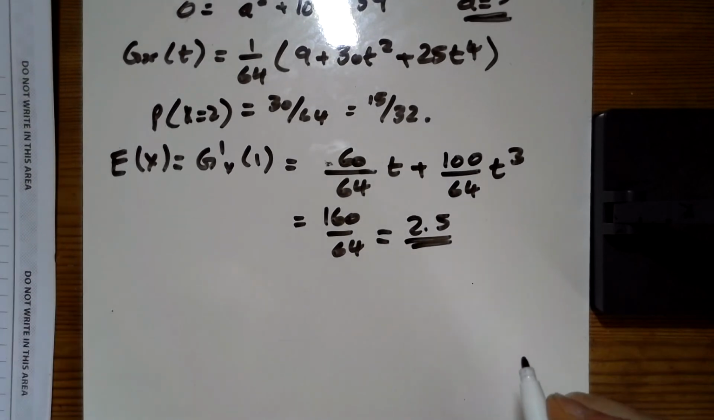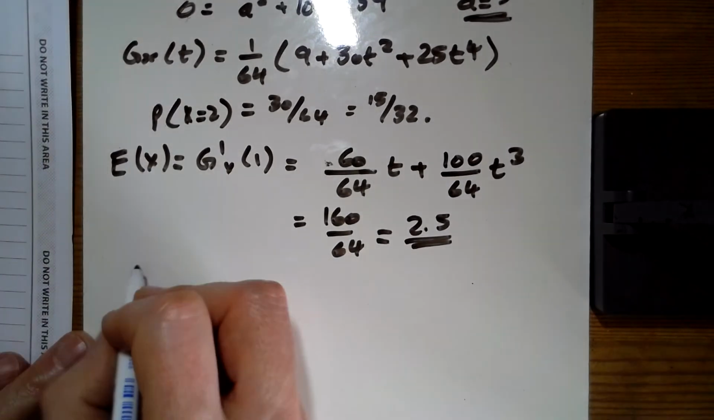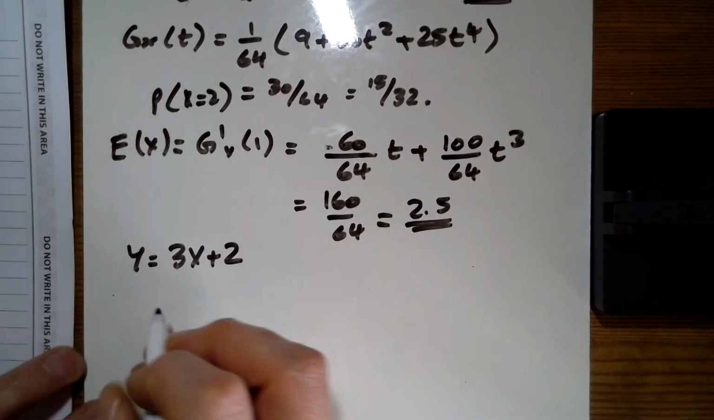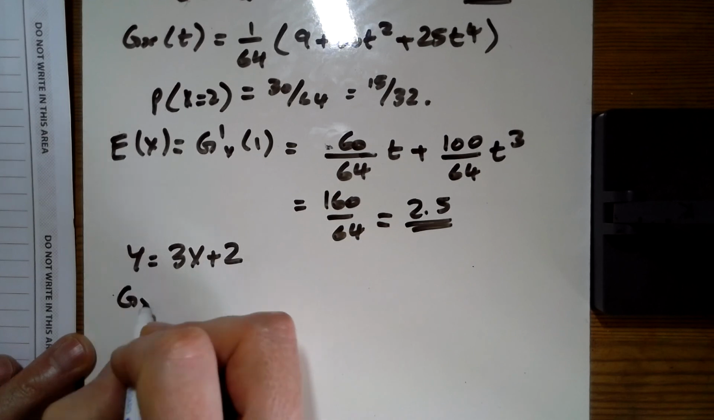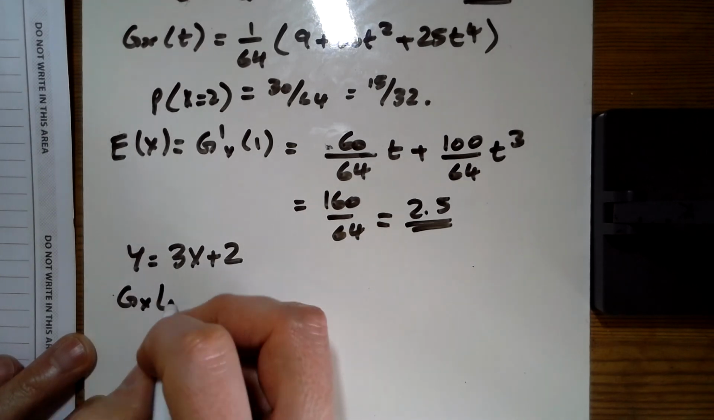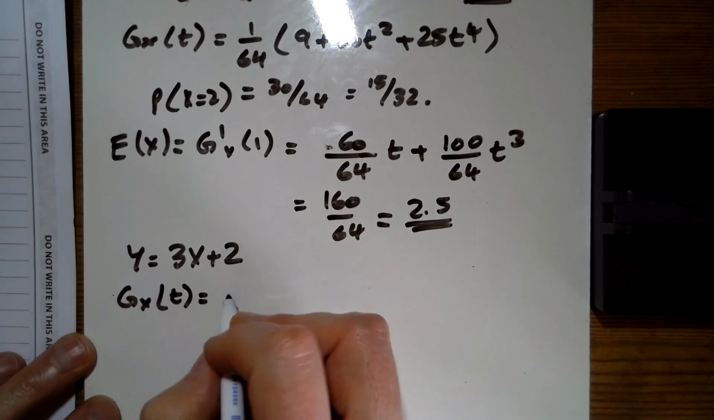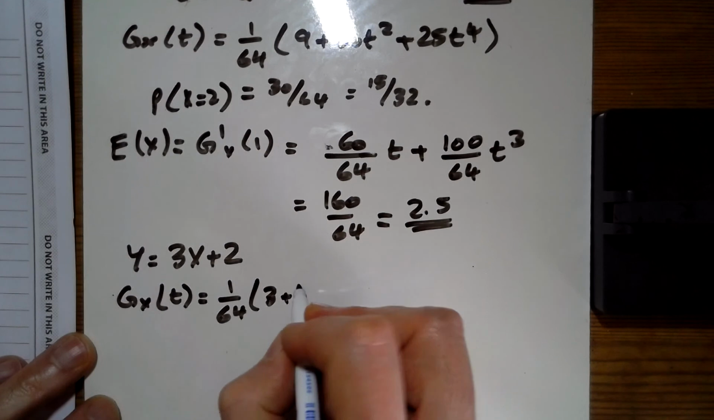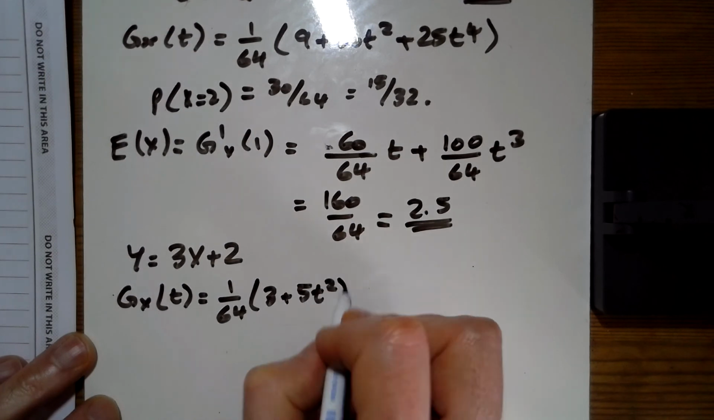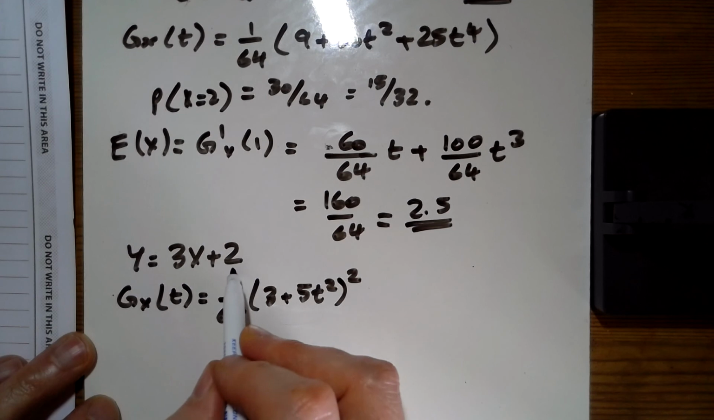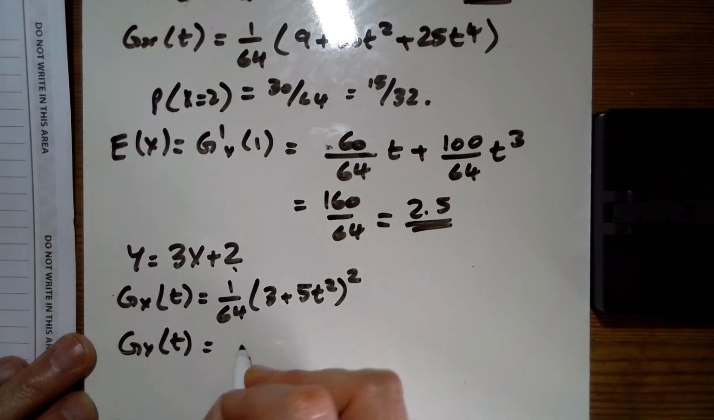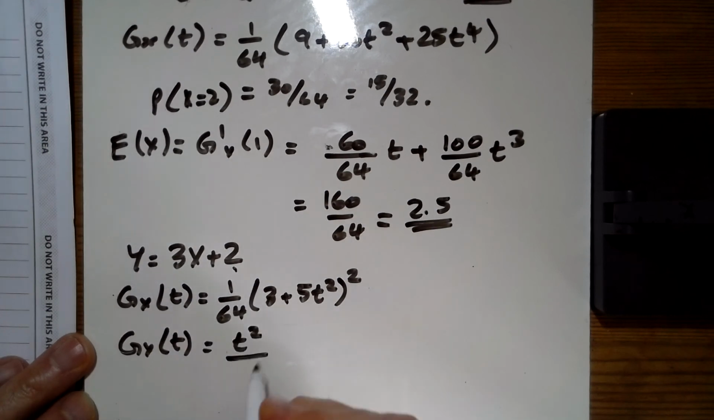Right, last bit. The probability generating function of y equals 3x add 2. So what's happening there? Well, none of the probabilities are changing. So I'm going to go back to the original now then. So the original is 3 plus 5t squared, all squared. Right, if we need to increase every one by 2, then what we're going to need to do is times all of this by t squared, aren't we? Because that just raises the power up each time.